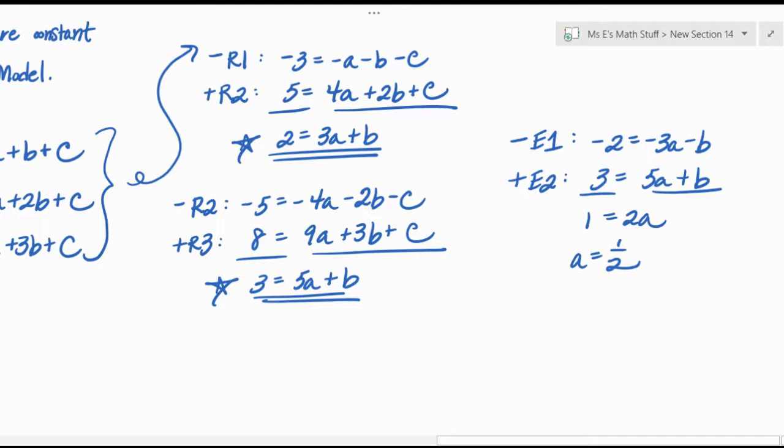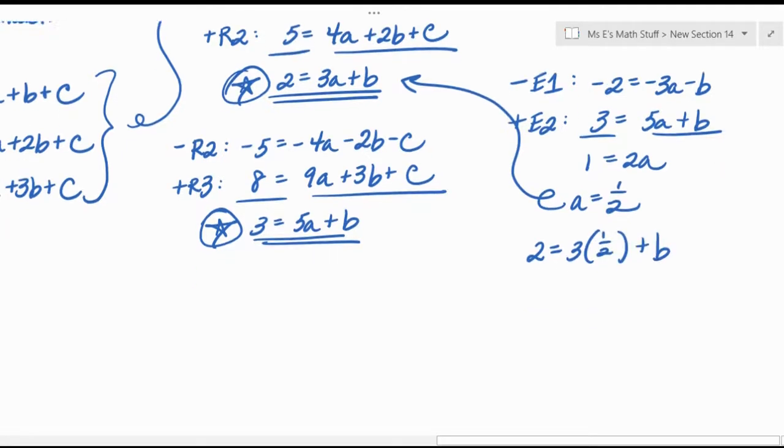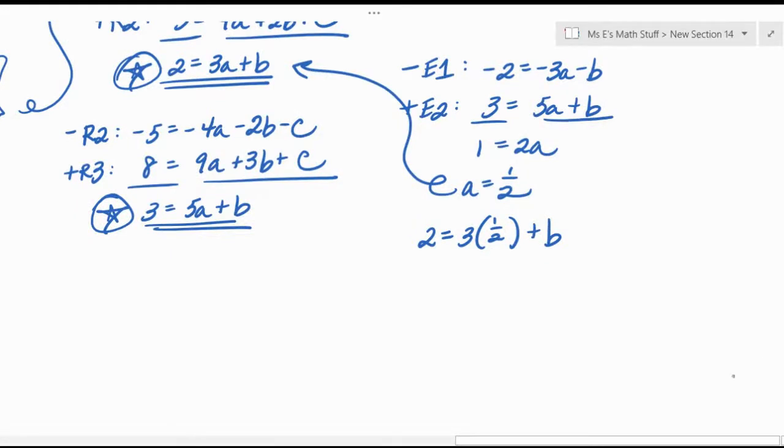Once you know a is 1/2, back substitute into one of the equations that just had 2 letters in them to figure out what your other one would be. It doesn't really matter which one. I like equation 1 just a little bit better. So if you back substitute 1/2 in for a, you'd have something like that. And then 3 times 1/2 is 1.5, subtract it over, and it looks like I'm getting b equals 1/2 as well, which makes me feel a little weird about my math, but oh well.